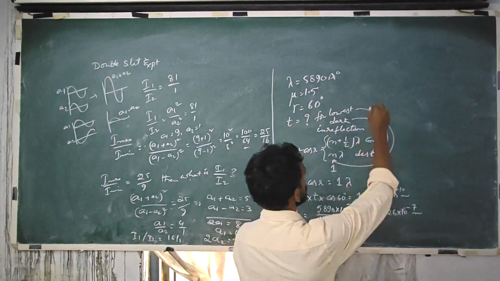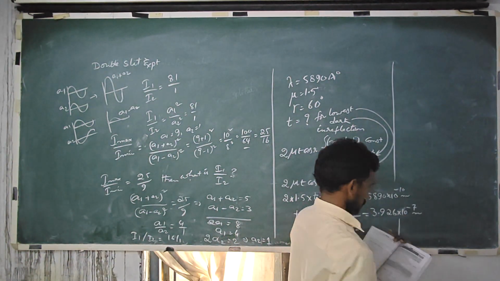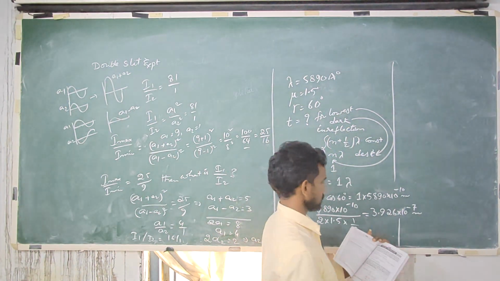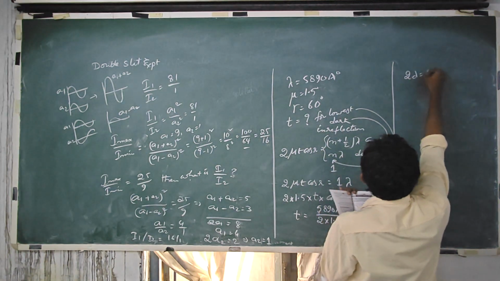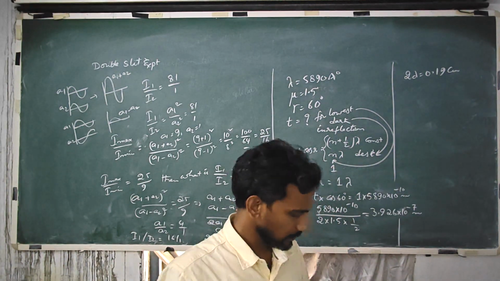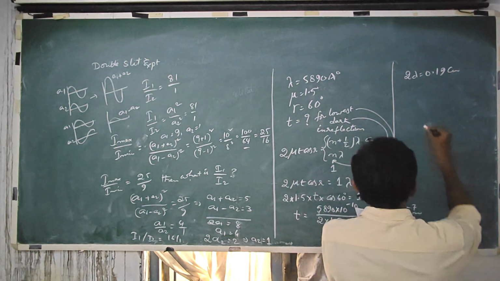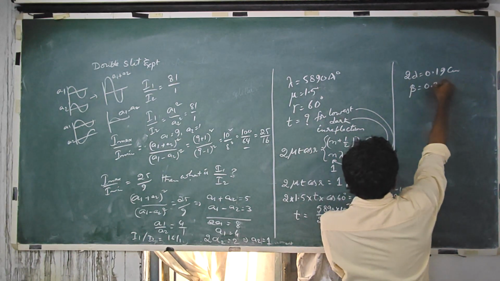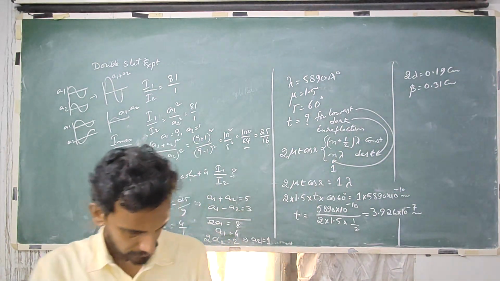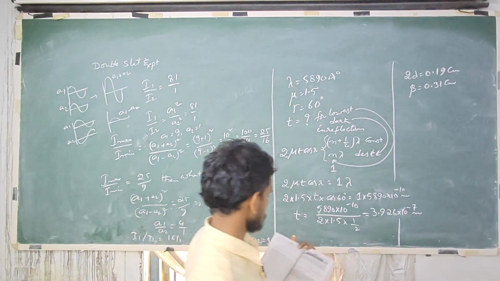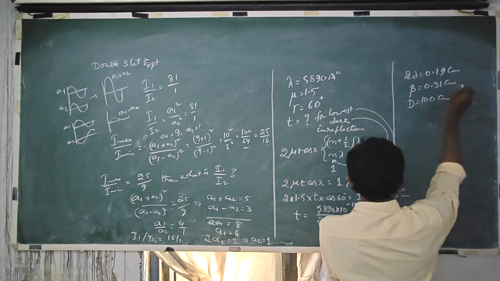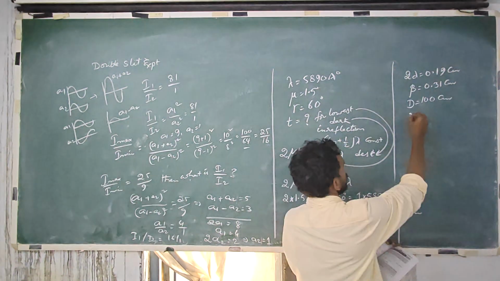Next one, Young's double slit experiment. The separation of the slits is 0.19 centimeters. Fringe width is 0.31 centimeters. Distance of the screen from the slits is 100 centimeters. Find the wavelength of the light.